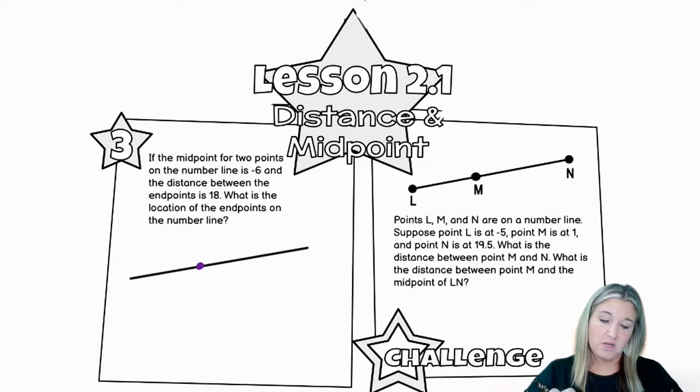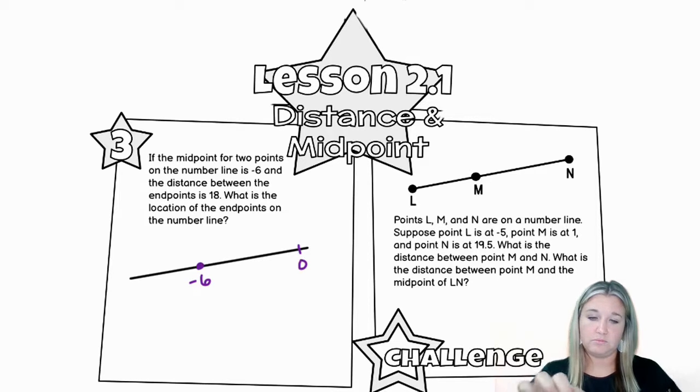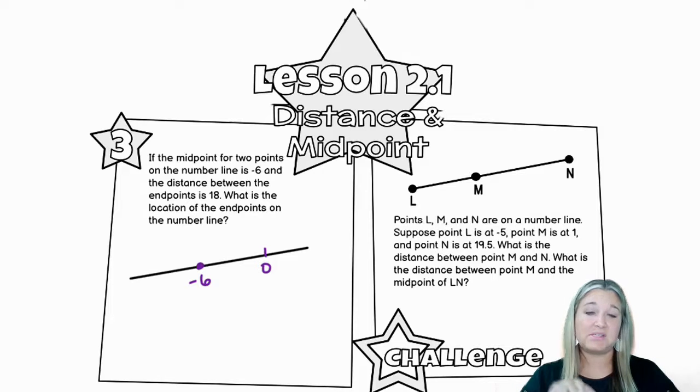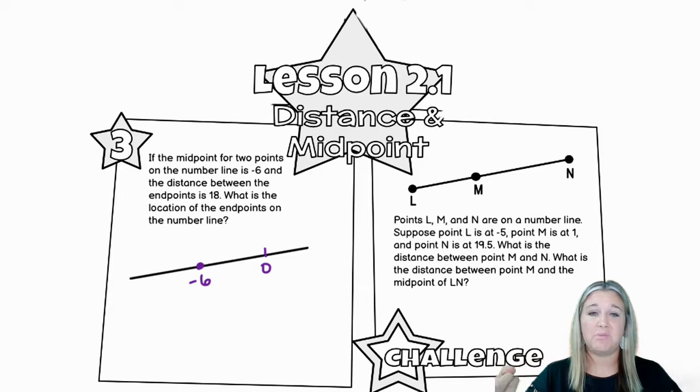So somewhere over here is -6. Up here is 0. I don't know exactly where. And I know that this is the midpoint. The distance between the two endpoints is 18. So we're using both distance and midpoint in this problem. And there's no picture. So the distance is 18. Remember, the midpoint is halfway in between. So if I take my distance at 18, then halfway in between of that is going to be my midpoint.